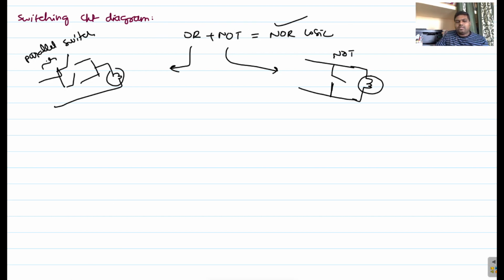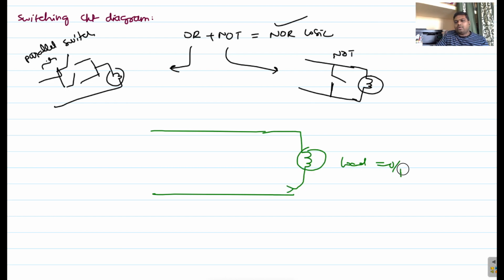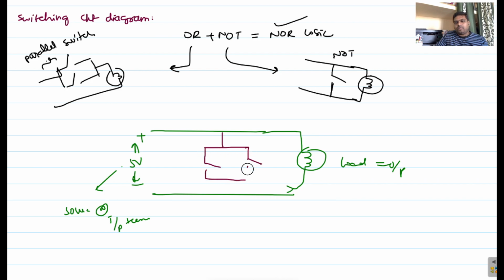How do you indicate this? This has two parallel lines, and this is your load, or output terminal, and this is your 5 volts battery, which is called the source or input terminal. Now you can indicate your parallel switching configuration in parallel mode. In that scenario, you will get switch A and switch B, and then you will get your combination.